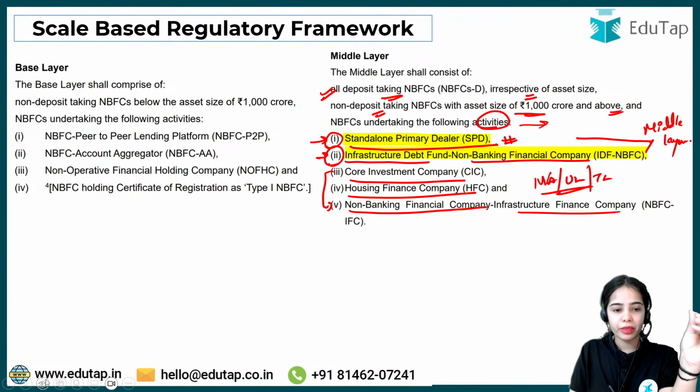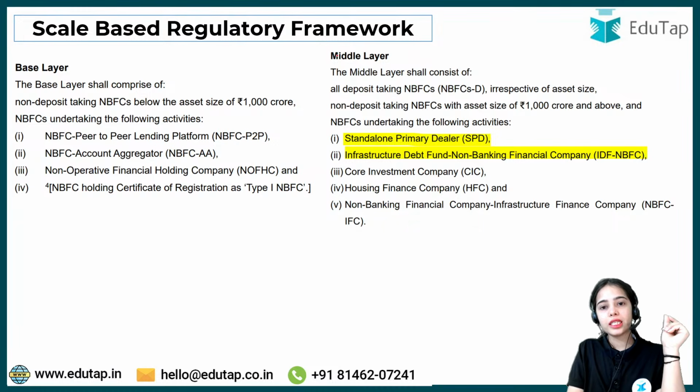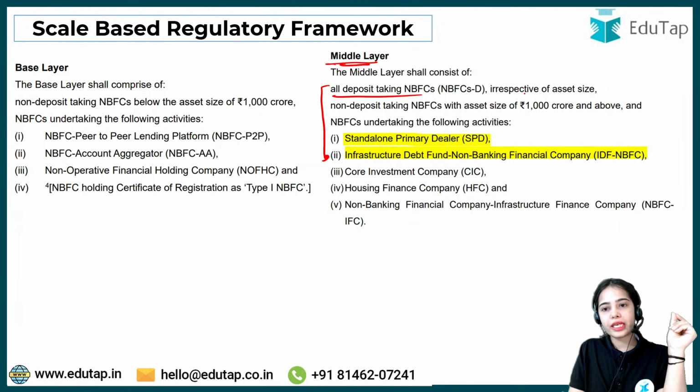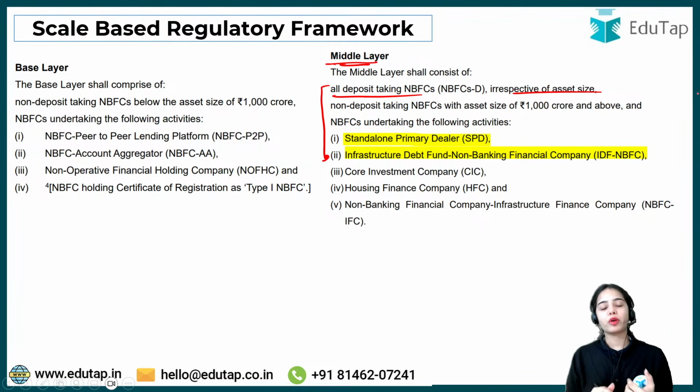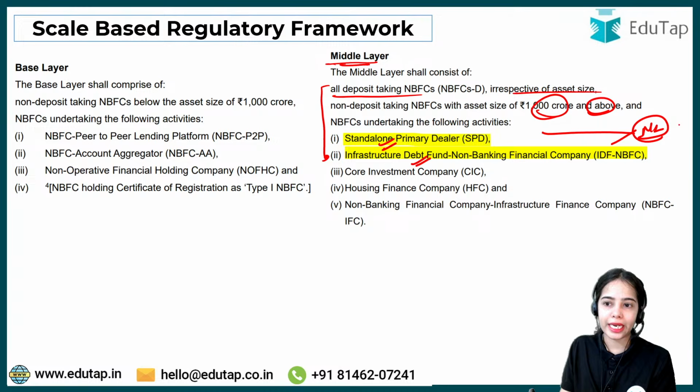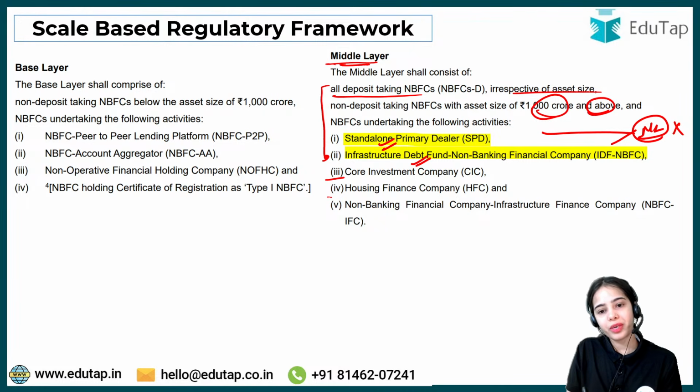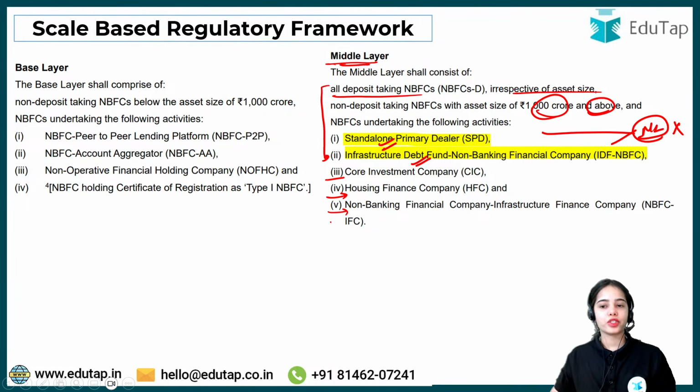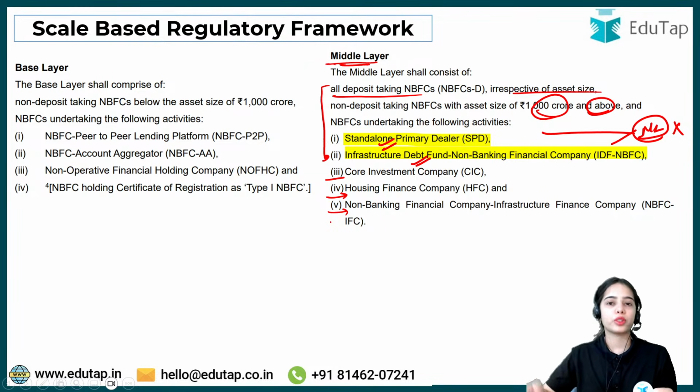Okay? So remember this: the middle layer NBFCs are those that are all deposit taking irrespective of asset size, non-deposit taking NBFCs with asset size of 1000 crore and above, and the standalone primary dealer and infrastructure debt fund. They will always be in the middle layer. They cannot go in any other layer. Now the core investment company, housing finance company, NBFC, and infrastructure finance company can be in the middle layer, but they can also go in the upper layer or the top layer.